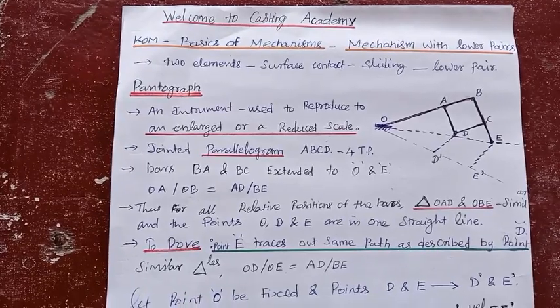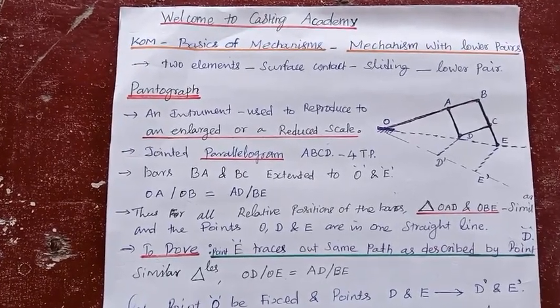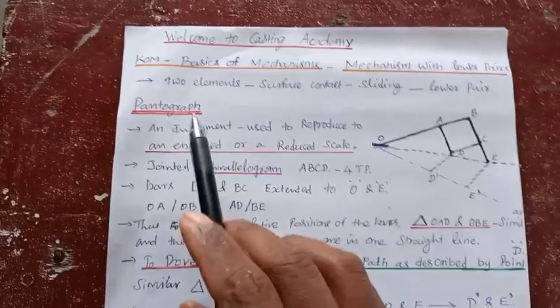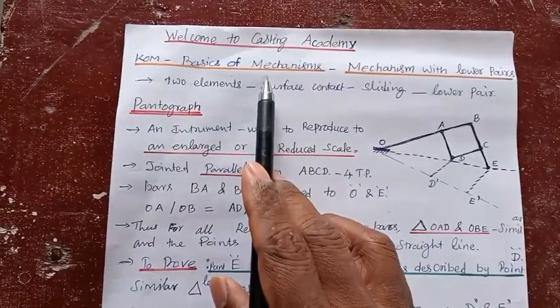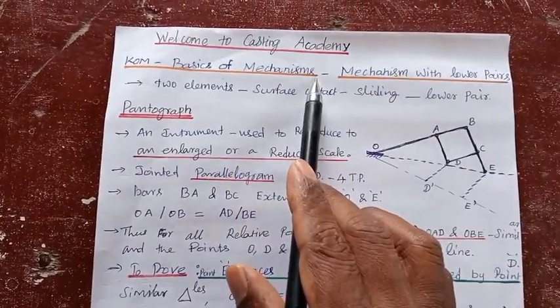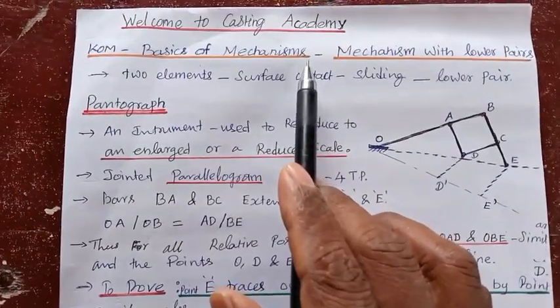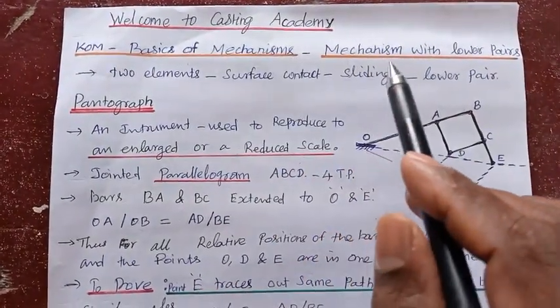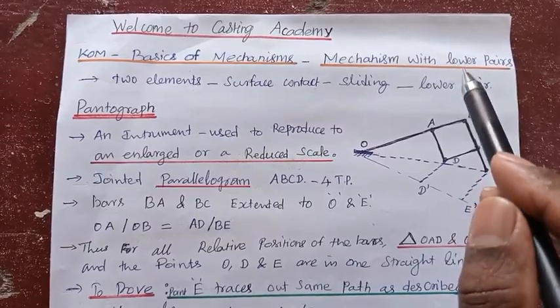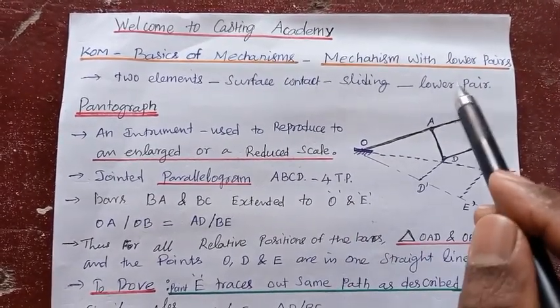We are in the theory of machines, particularly kinematics of machines, first unit, basic mechanisms. A lot of topics we have discussed. So today our topic is mechanism with the lower pair.